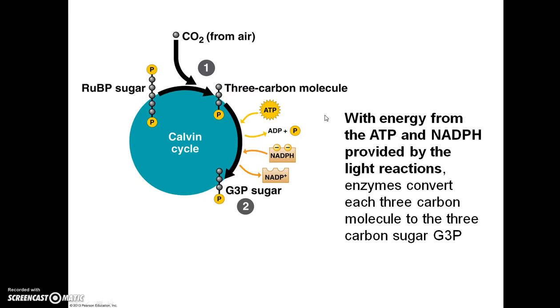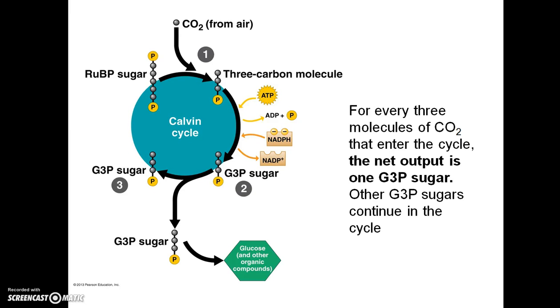With energy from the ATP and NADPH, which were provided by the light reactions, enzymes convert each 3-carbon molecule to the 3-carbon sugar G3P. For every 3 molecules of carbon dioxide that enter the cycle, the net output is 1 G3P sugar. The 3 in G3P just refers to the fact that there are 3 carbons in it. And from this G3P sugar, glucose and other organic compounds needed by the plant can be produced.